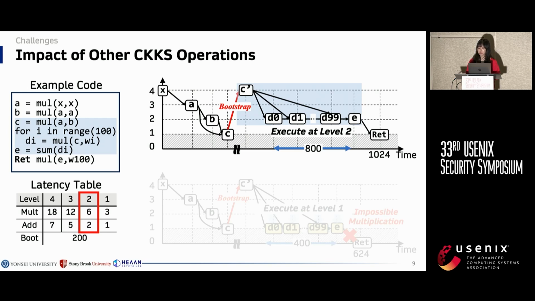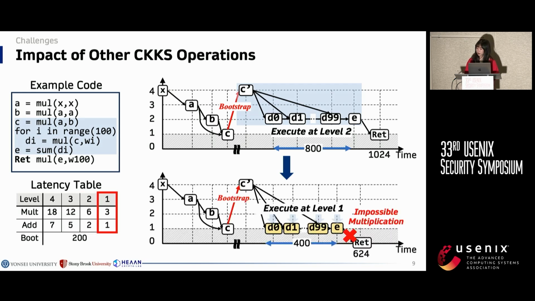This accumulation takes 800 latency. But lowering this part to level 1 only takes 400. However, the last multiplication cannot be executed because the level is lower than 1.